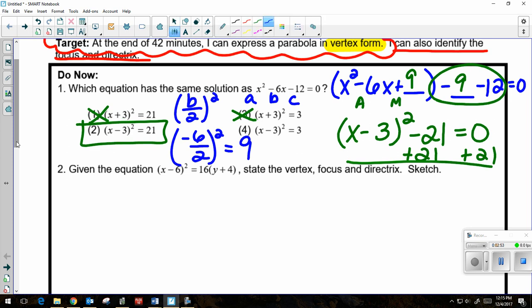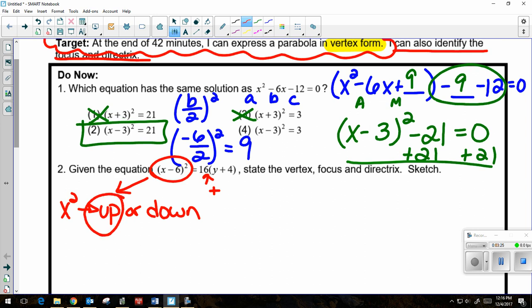And then lastly, this number 2 is a review of the last few days. Given the equation x minus 6 squared equals 16 times y plus 4, state the vertex, focus, and directrix, and sketch. So it's an x squared equation, and that tells me one of 2 things. X squared opens up or down. If it opens up, it's positive. If it opens down, it's negative. So in my equation over here, this is a positive. So because it's positive, it's going to open up.